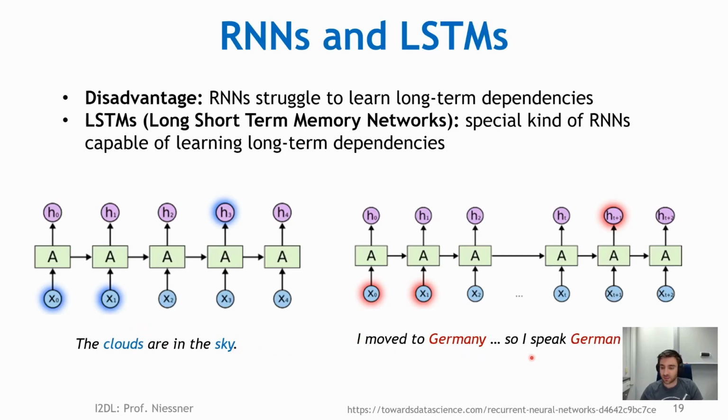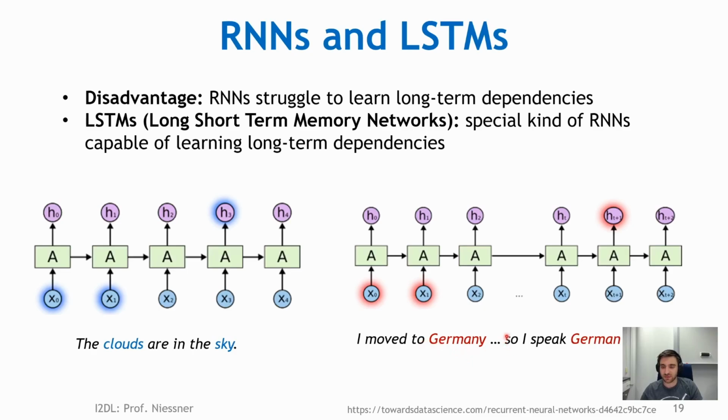On the right-hand side, we have the sentence, "I moved to Germany," then a long part in the middle, "so I speak German fluently." The main related concepts here are the word Germany and the word German. So these are highly related and coupled.